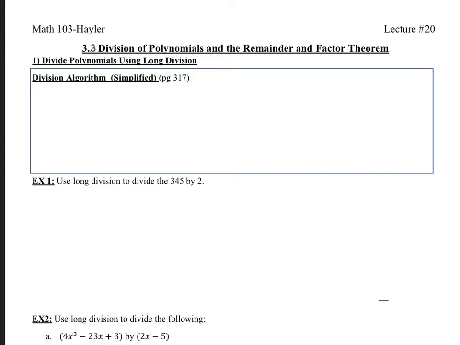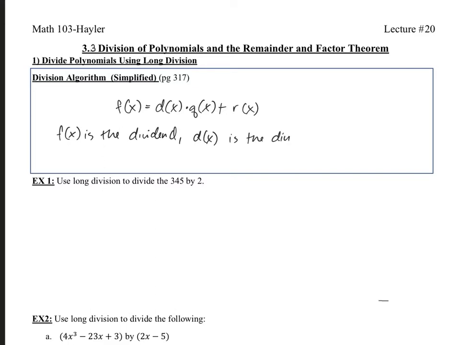But basically, the division algorithm is f of x equals d of x times q of x plus r of x, where f of x is the dividend, d of x is the divisor, q of x is the quotient, and r of x is the remainder.